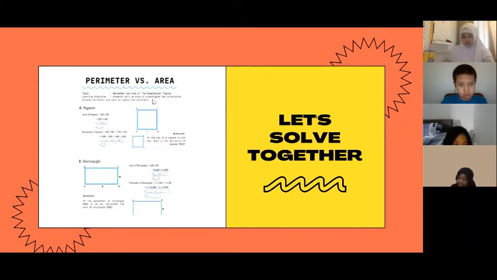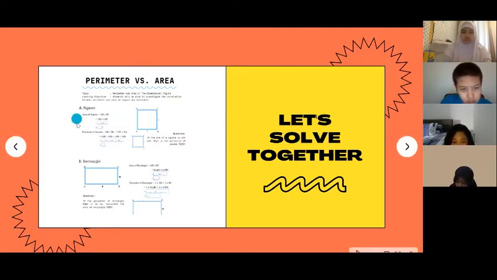Okay, one more minute. For the first worksheet, you only need to write the formula of area of square and also perimeter of square, and the formula of area of rectangle and perimeter of rectangle. And also calculating the perimeter and area.